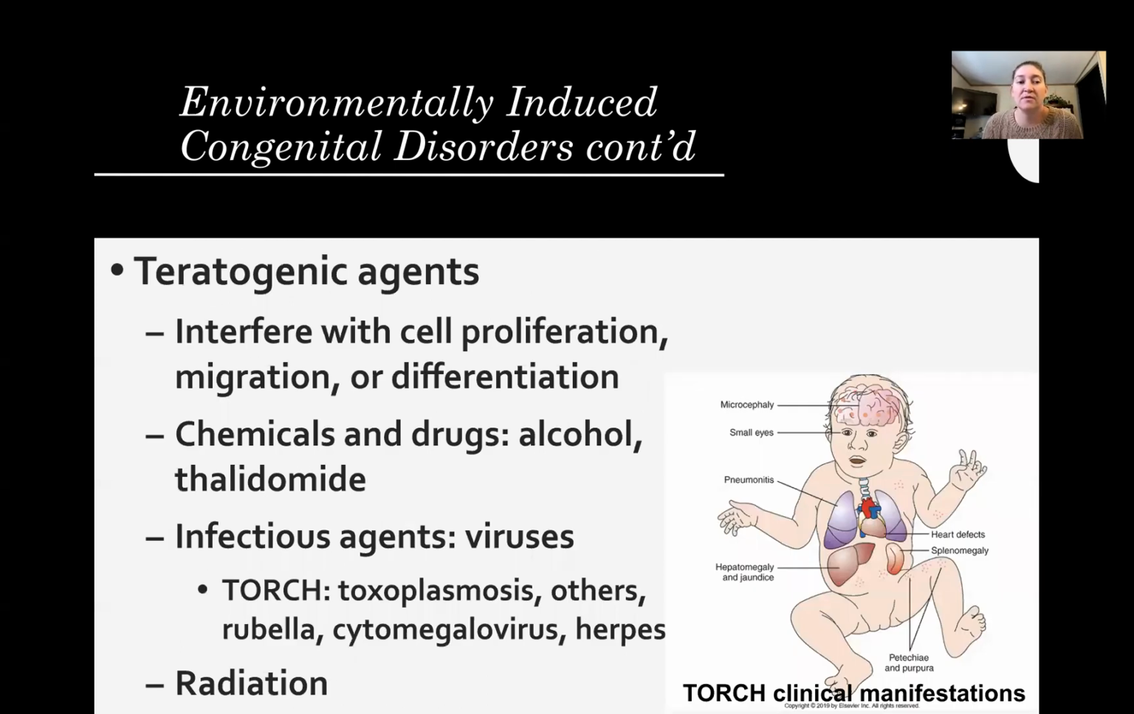So teratogen, this is a difficult word for me apparently. Teratogenic agents, they interfere with cell proliferation, migration, and differentiation. Chemicals and drugs include alcohol and thalidomide, and infectious agents or viruses. And here is a little acronym to remember the most important ones. So TORCH: toxoplasmosis, others, rubella, cytomegalovirus, and herpes. Radiation is also a concern here.